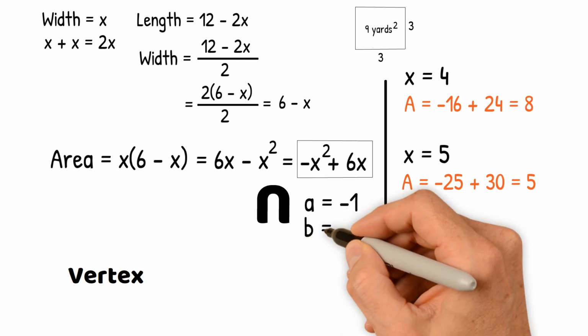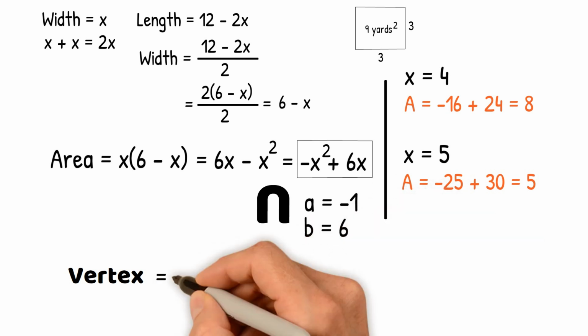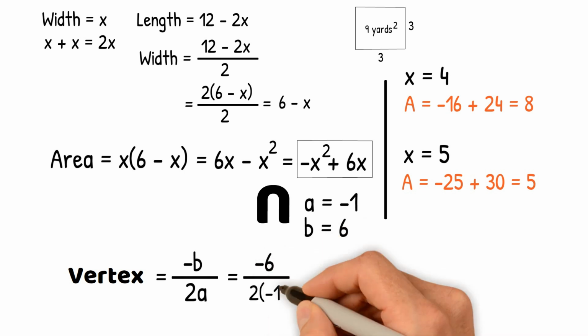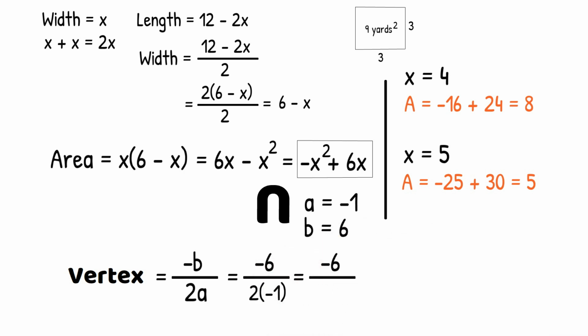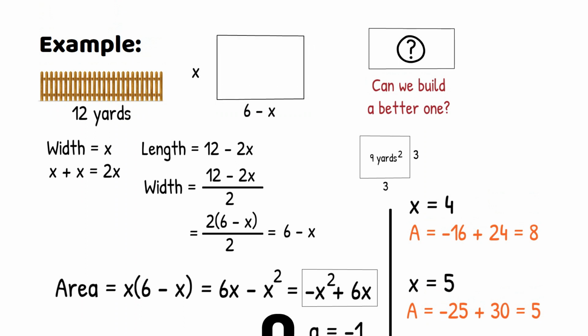Since a equals negative 1 and b equals 6, the vertex of this parabola occurs at negative b over 2a, which is negative 6 over 2 times negative 1, which is negative 6 divided by negative 2, which is 3. So the width is 3. And because the width is 3 in this case, the height also has to be 3. That's dictated by the amount of material, which means that the optimal area in this case is a 3 by 3 square.